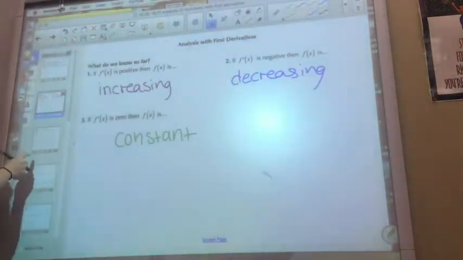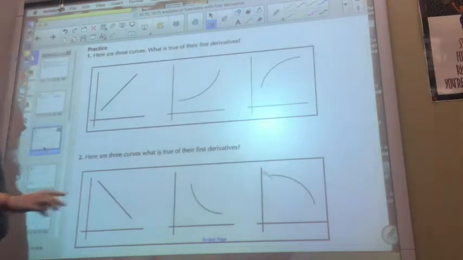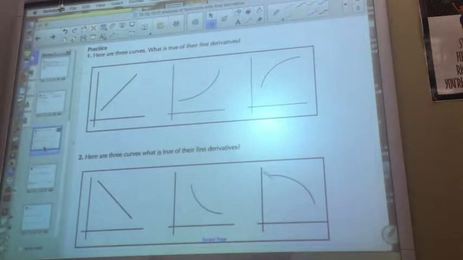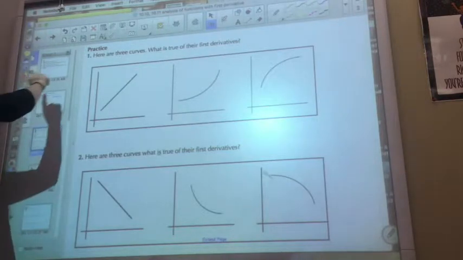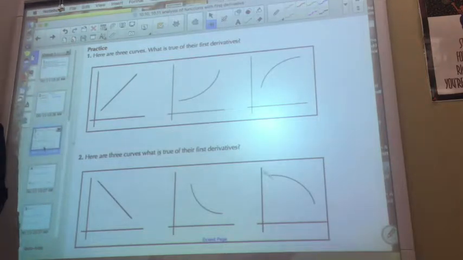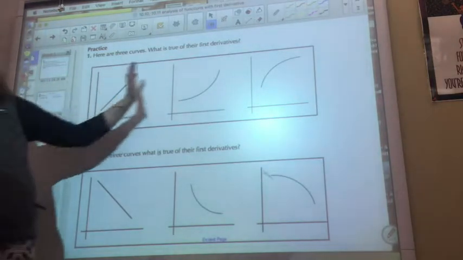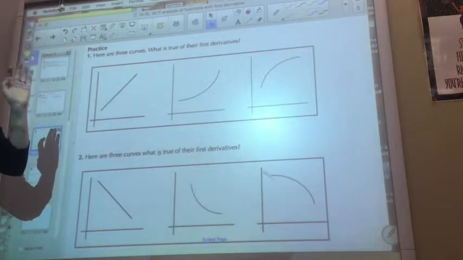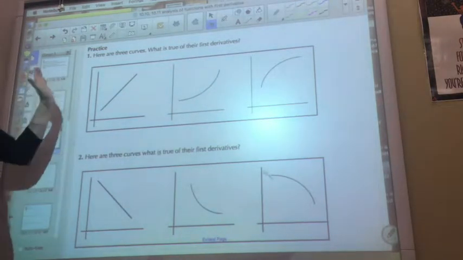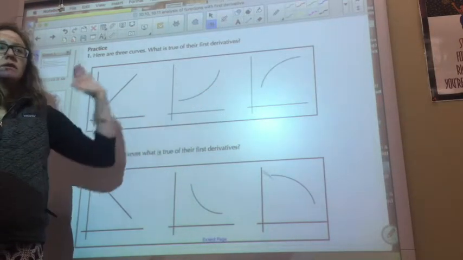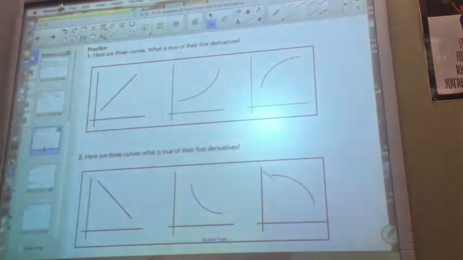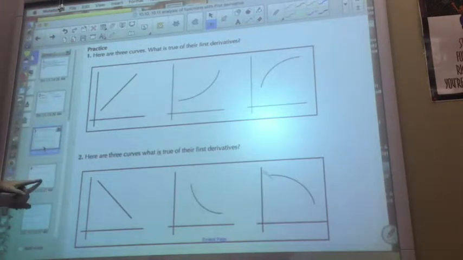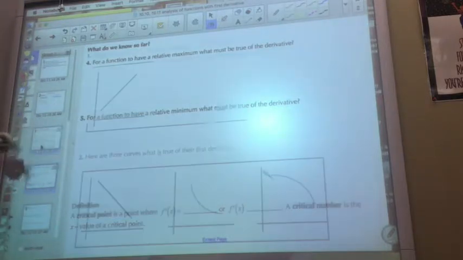I'm going to give you a little more time to answer these two questions. I want to be really clear. One says, here are 3 curves. What is true of their first derivatives? Your answer should be the same. You should have one answer for what is true of all 3 of these first derivatives. Does that instruction help clarify what I'm asking you to do? So think, we have these 3 curves. There's something true about all their first derivatives. So all their first derivatives have something in common. What is that? Answer 2, and then try the what do we know so far 4 and 5.